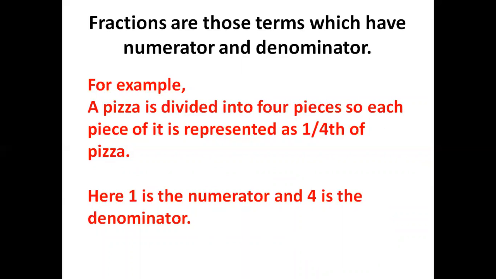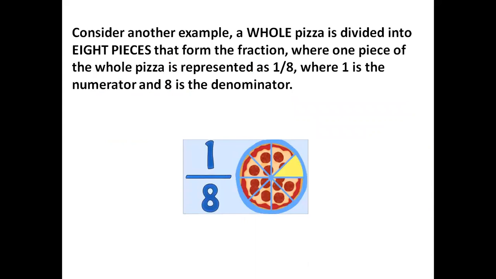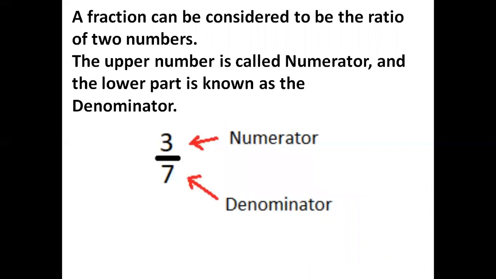If I divide a pizza into 4 pieces, each piece will represent 1 by 4. So, therefore, 1 is the numerator and 4 is the denominator. Let's see one more example. When I divide a pizza into 8 pieces, one piece of the whole pizza is represented as 1 by 8. And here, as you can see in the picture, 1 is the numerator and 8 is the denominator. So, a fraction can be considered to be the ratio of two numbers. The upper part is the numerator and the lower part is the denominator.